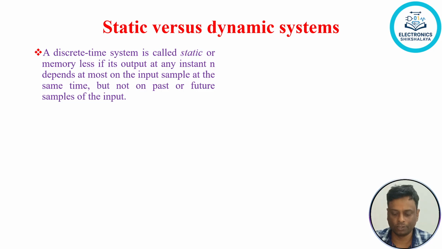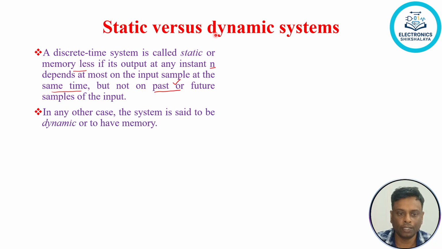A discrete time system is called static or memoryless if the output at any instant n depends upon the input sample at the same time, but not the future or past value of the input. This is the main important concept of the static system. So it is known as a memoryless system: the output at any instant n depends at most on the input sample at the same time, but not on the past or future samples of the input.